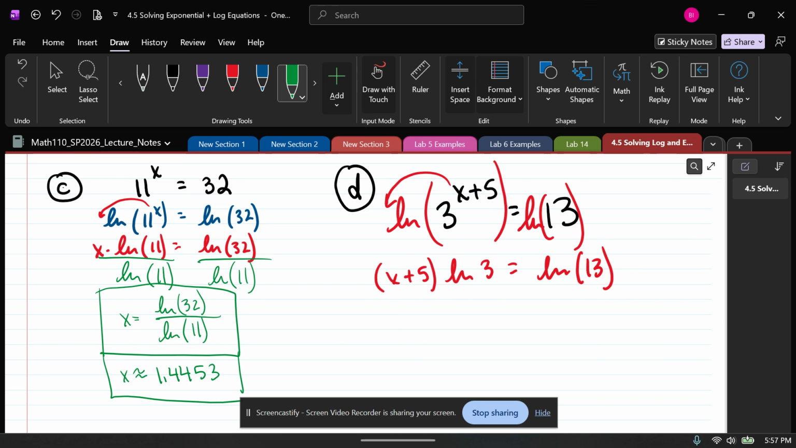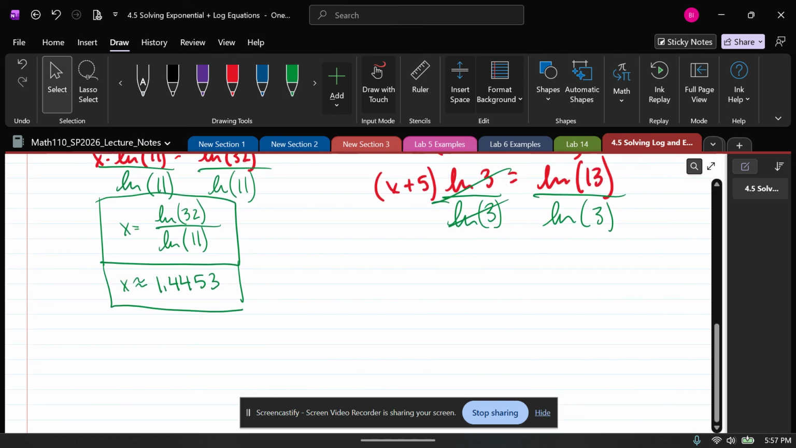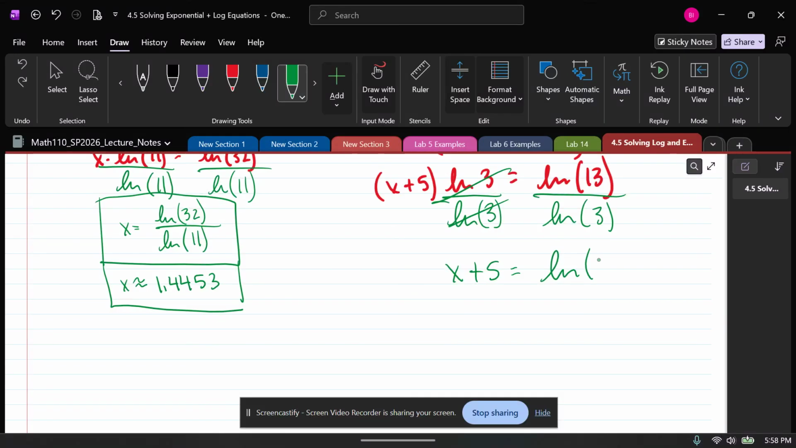Yeah, because that's multiplying x plus 5 times natural log of 3. So dividing by natural log of 3 would get rid of it over there. That's a good step. And that's going to leave me x plus 5 equals natural log of 13 divided by natural log of 3. Remember, that's just some decimal number. We don't know what it is yet. Now we are one step closer to getting x by itself. What do I do now? Subtract 5.